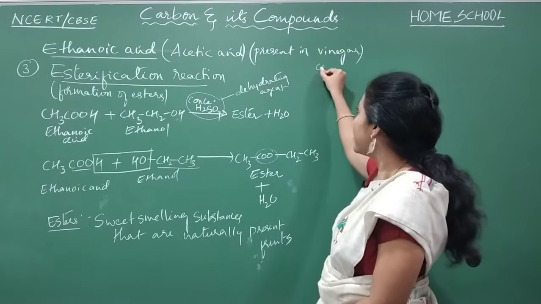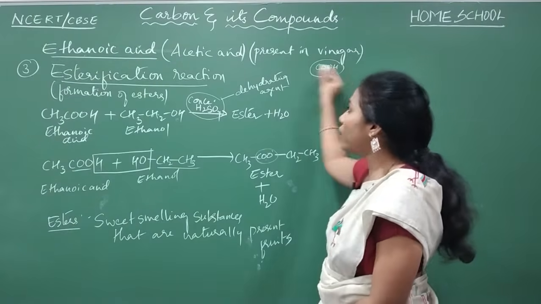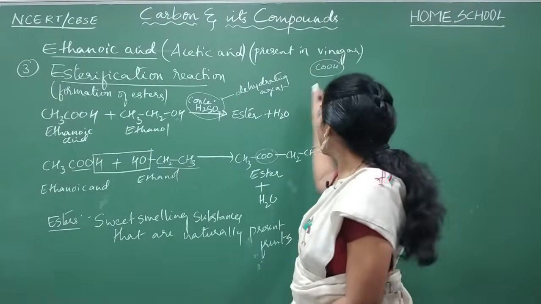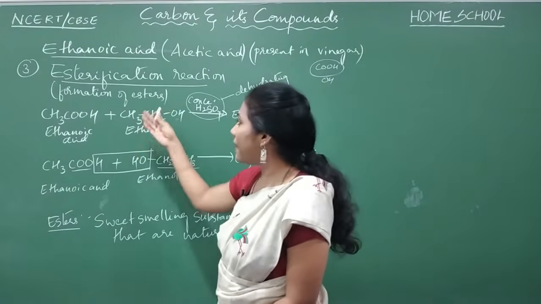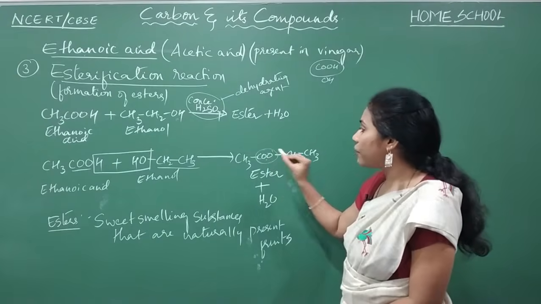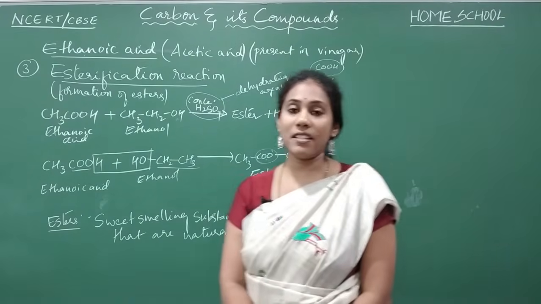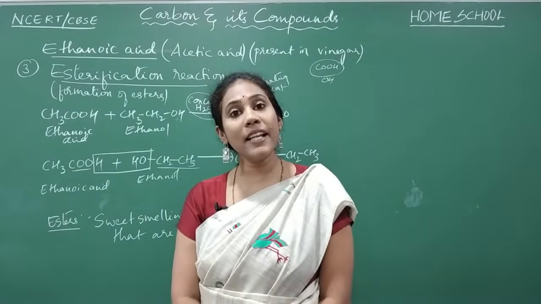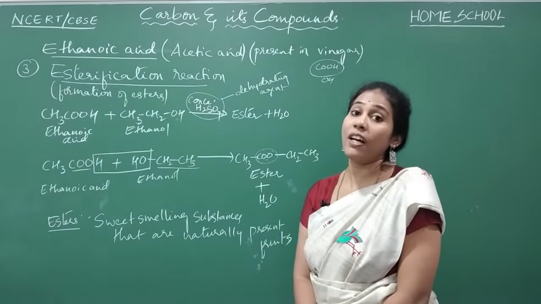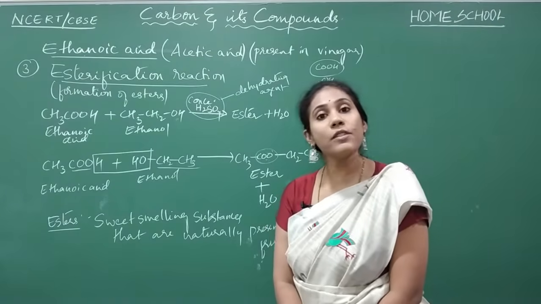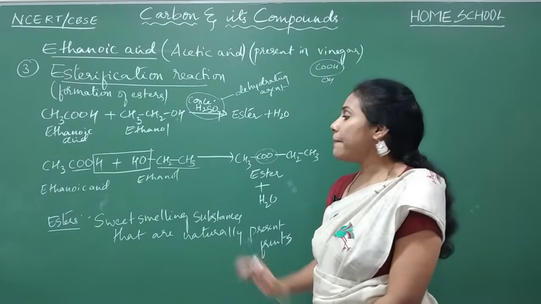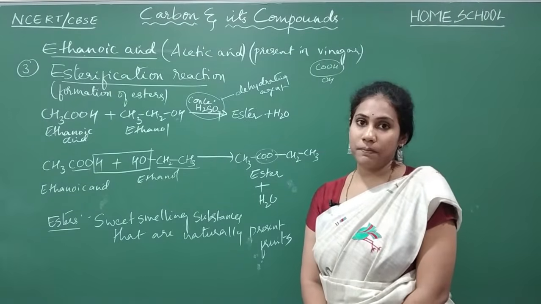You all studied when COOH group is there, we call it carboxylic acids. When OH group is there, we call them alcohol. Similarly, if you find this functional group, you call them esters. And where are they present naturally? Naturally, they are present in fruits which have a fruity smell or sweet smell. Okay, so this is about esterification.